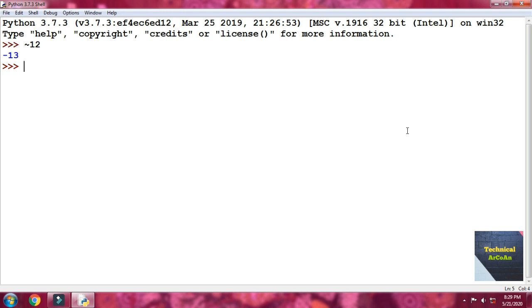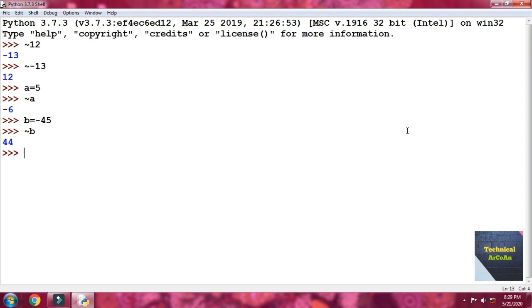Also if we write complement of minus 13, we get 12 again, it acts in the same way. Another example, if we write a equal to 5 and then complement a, we get minus 6. If we write b equal minus 45, the output of complement b should be plus 44. I think it will be clear for you.